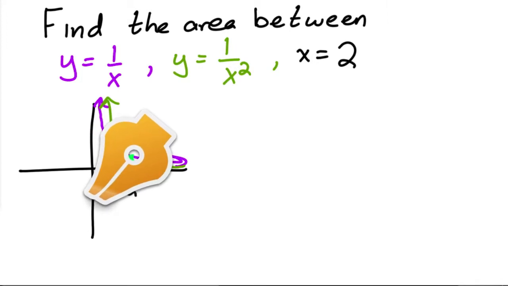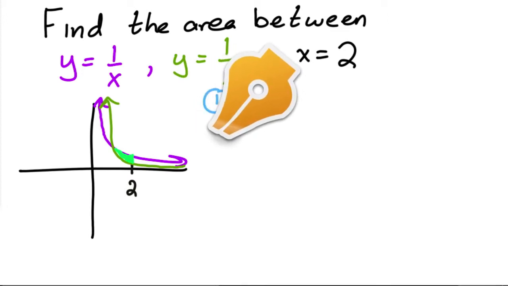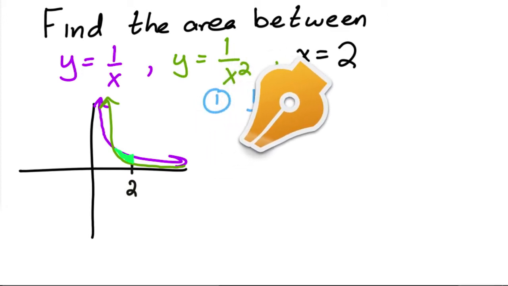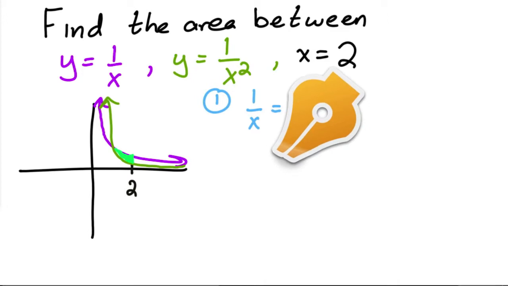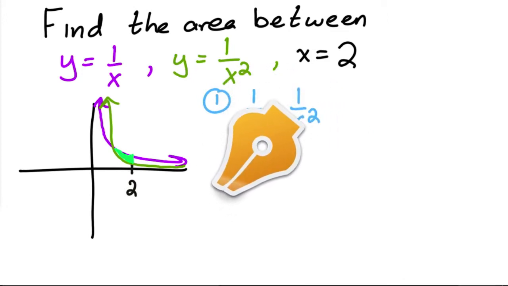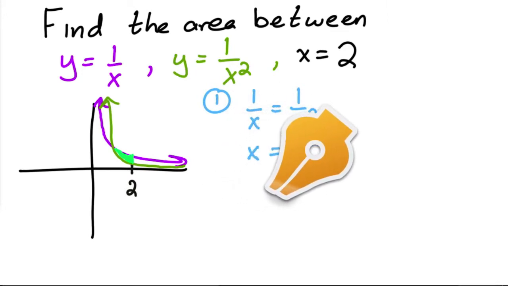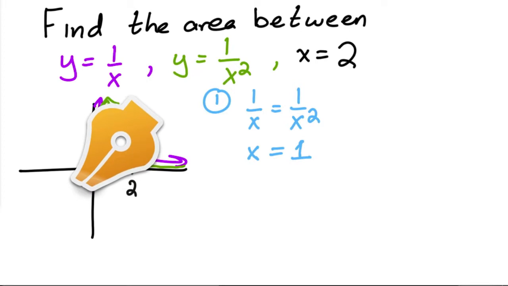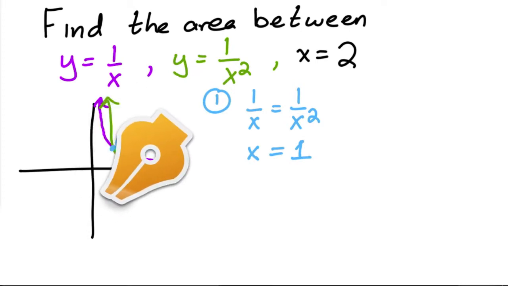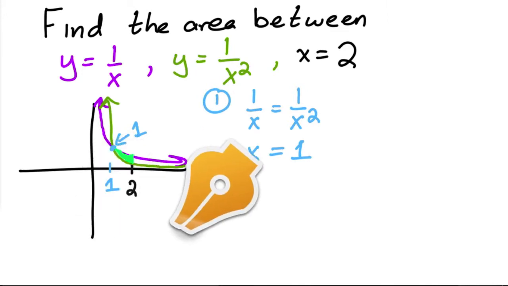And so the first thing we need to do is find the intersection points. And so to do that, we set the functions equal to each other. And if we solve this, you can multiply both sides by x squared, and you would get that x is equal to 1, which is that point right there. So that gives us our limits of integration.